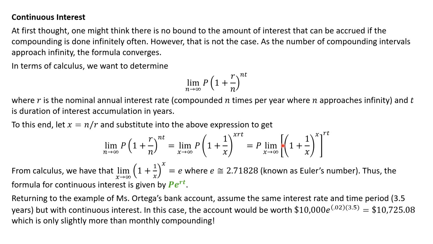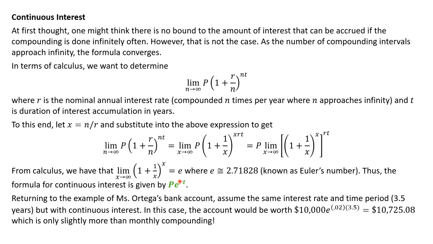And the trick is, from calculus, the limit here as x approaches infinity, which I've shown here, actually approaches a number, it's e. It's well known in mathematics. It's called Euler's number. It's a transcendental number, so this is just an approximate value for it, 2.71828. And so this whole expression here approaches P e to the RT.